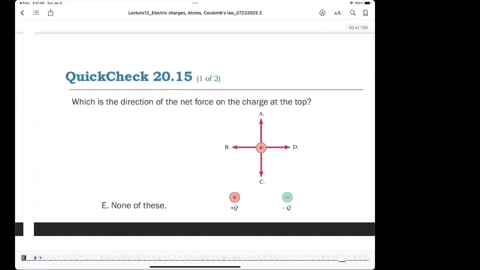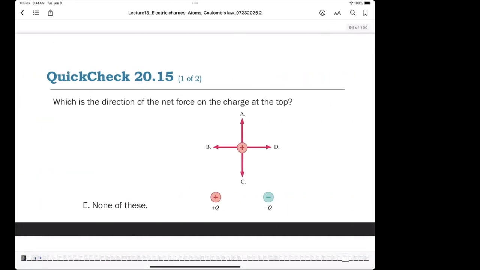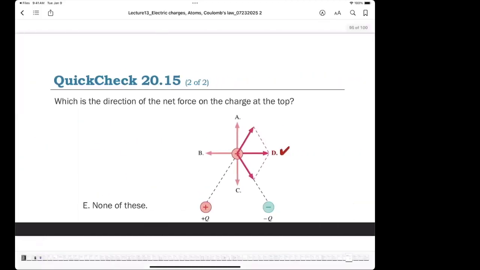Okay, let's talk about this one, which is the direction of the net force on the charge at the top. You can see this one to this one, it will have this direction. And this one, because they are opposite, will have the attractive force. So it should be this one, and then the net force should be in this direction. So the answer should be D. Yeah, that makes sense to you?